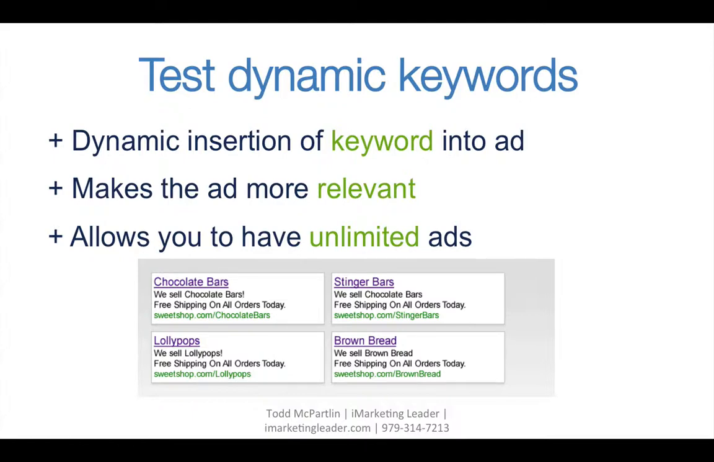You can dynamically insert the keyword into the ad. If you look at the ads on the bottom here, we've got chocolate bars, lollipops, brown bread. They're all going to the same company, but depending on the keyword that was put in, the ad will change. It really makes that ad more relevant, because now the keyword that somebody really searched for might show up in the headline or in the copy, or actually even in the URL. So you can see that one says chocolate bars down here.